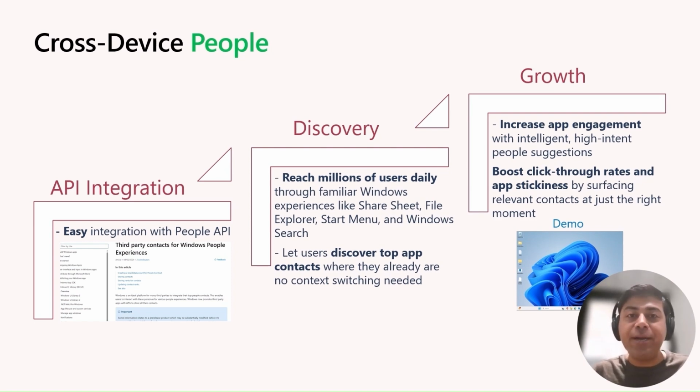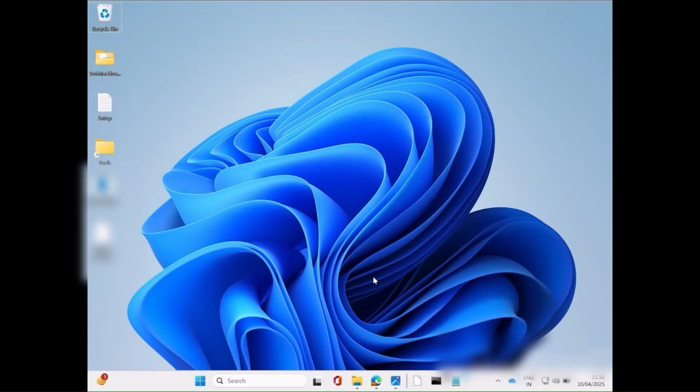Let me show you with a quick demo. Right. In the earlier demo, we saw how Windows is making sharing easier with the share sheet. But let's take that a step further. How great would it be if I could share content with one click with the people I connected with recently and most frequently? This is where the cross-device People API comes in.